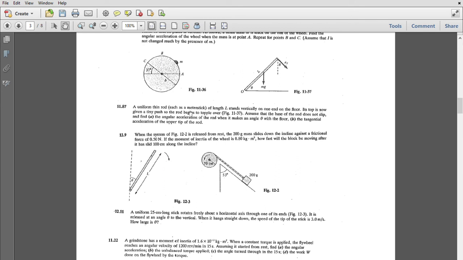1187, a uniform thin rod, such as a meter stick, stands vertically on one end on the floor. Its top is now given a tiny push. So we imagine we try to balance it, but it's just a little bit off and it starts to topple over. Assume the base of the rod does not slip and find the angular acceleration of the rod when it makes an angle theta with the floor, and the tangential acceleration of the upper tip of the rod at that location.